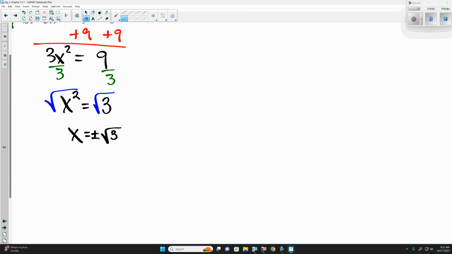Because we're trying to see what term times itself is 3. Well, the square root of 3 times the square root of 3 is 3. Negative square root of 3 times negative square root of 3 is still just 3. So we have the plus or minus. Now, if we square both sides, put both sides to the power of 2, we don't need the plus or minus.